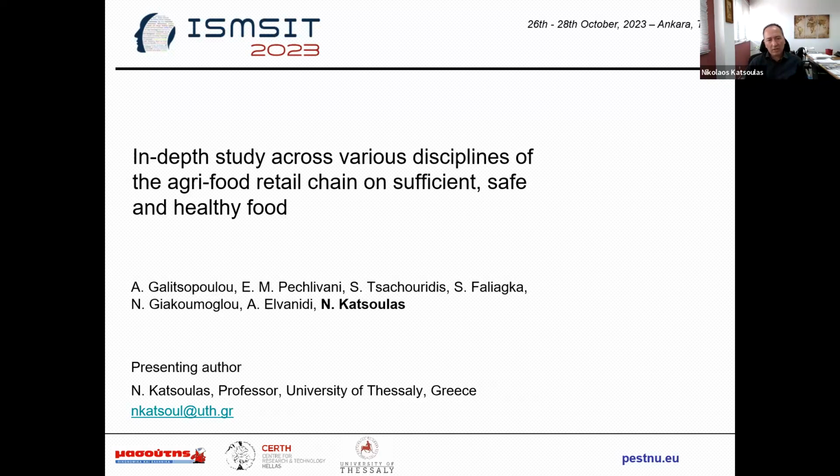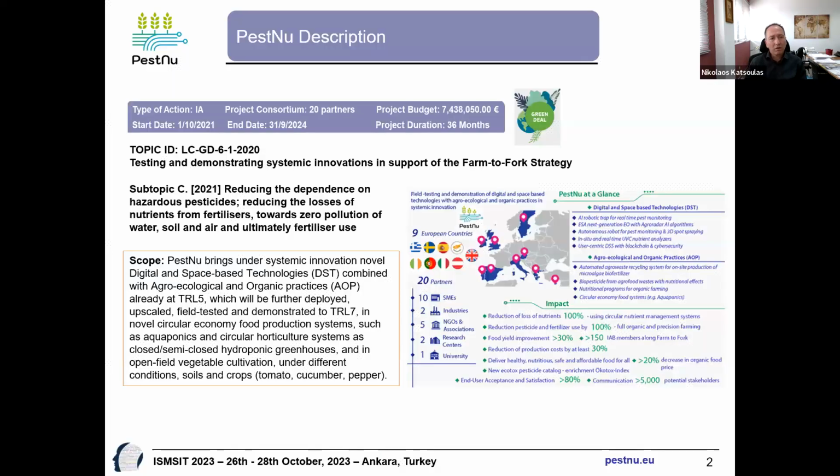This work was carried out with the authors that are shown here in this slide, and is carried out in the frame of the European Horizon Green Deal project, the PEST New project, that has the title Testing and Demonstrating Systemic Innovations in Support of the Farm to Fork Strategy.